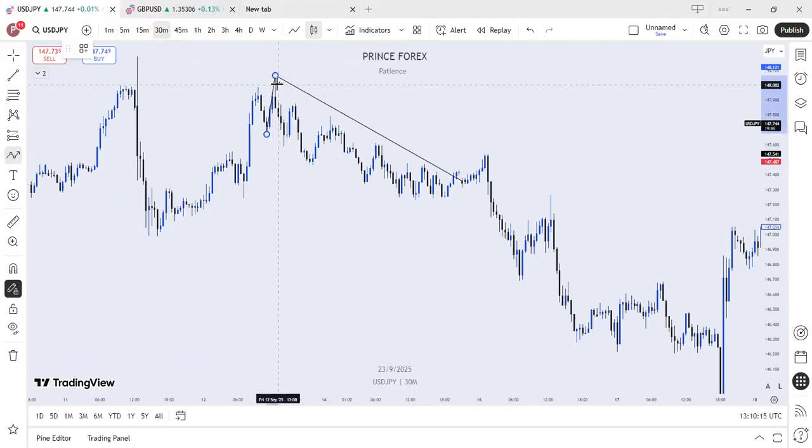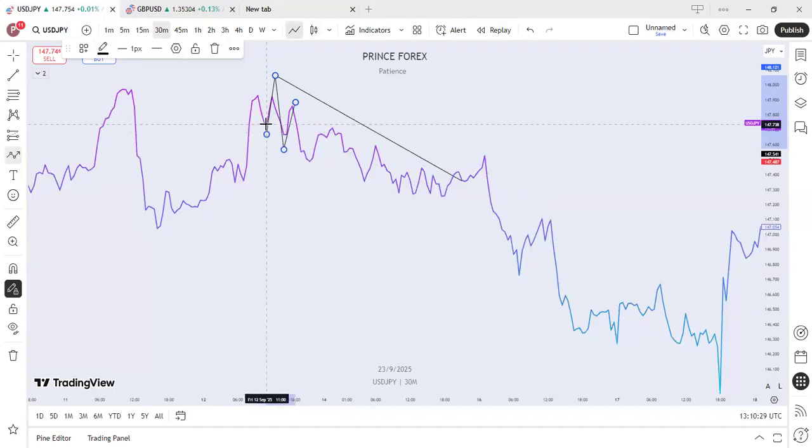Sorry, let's say this is our high. This is an A-shape over here. Price formed a V-shape, so there was a V-shape over here already. If you want to see it clearly, let me use the line chart. So this is a V-shape over here. That was our low, and then this was our high.